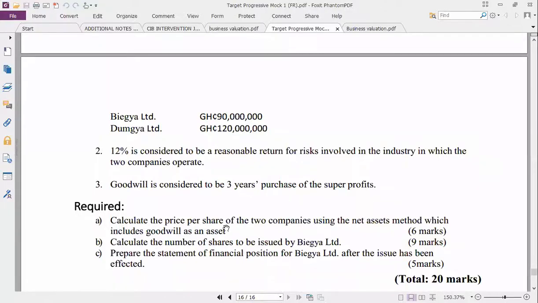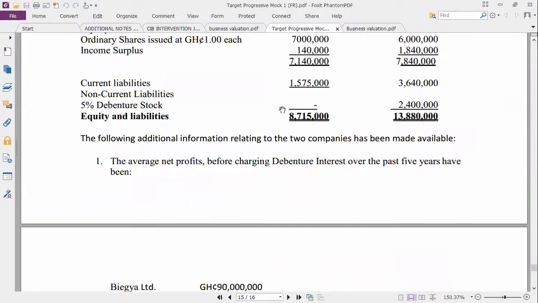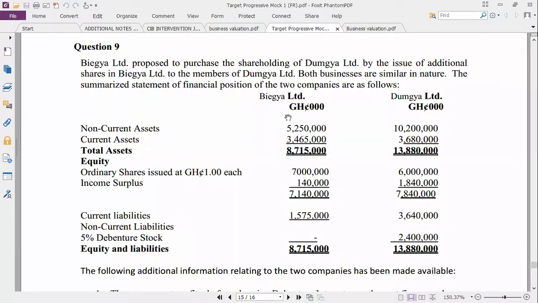Calculate the price per share of the two companies using the net asset method, which includes goodwill. There is no goodwill, so you shouldn't even worry yourself. The price per share is based on the total net asset. We have no footnote, no fair value, so we just pick the total asset less all the liabilities, then we are done. Or it's the same as the total equity. So we can just pick these two figures and divide by the number of shares. You get the same answer if you do that.